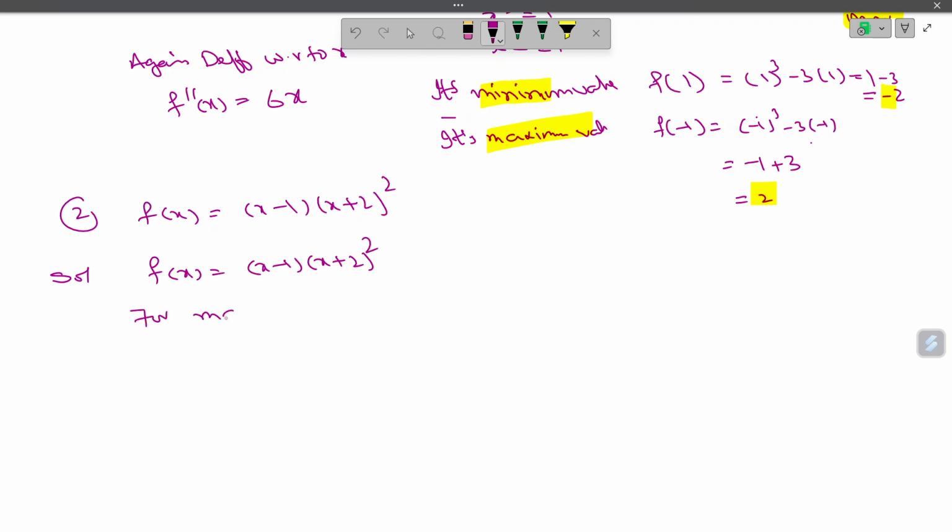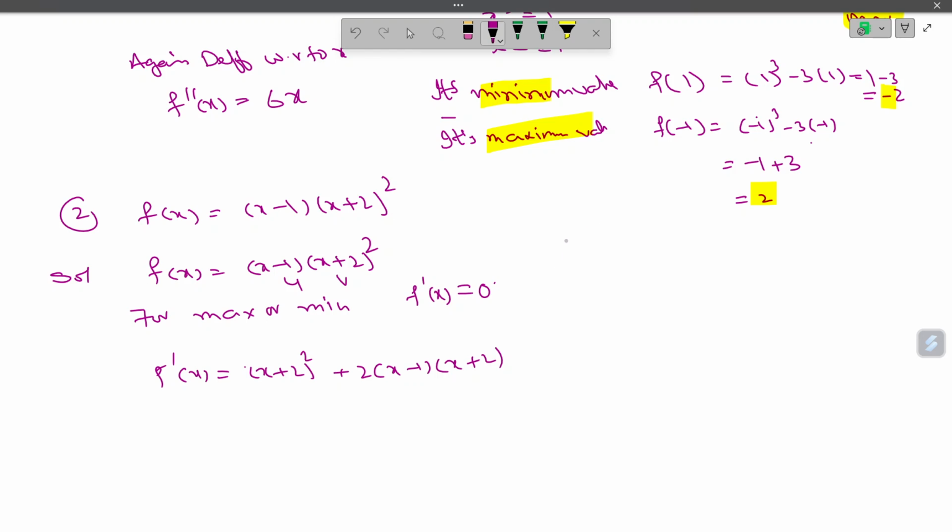For maxima or minima, what do we have? F dash x equal to 0. So f dash x equals, by product rule, the UV rule: derivative of x minus 1 is 1, so x plus 2 whole square as it is. Now x minus 1 as it is, power function into x plus 2.